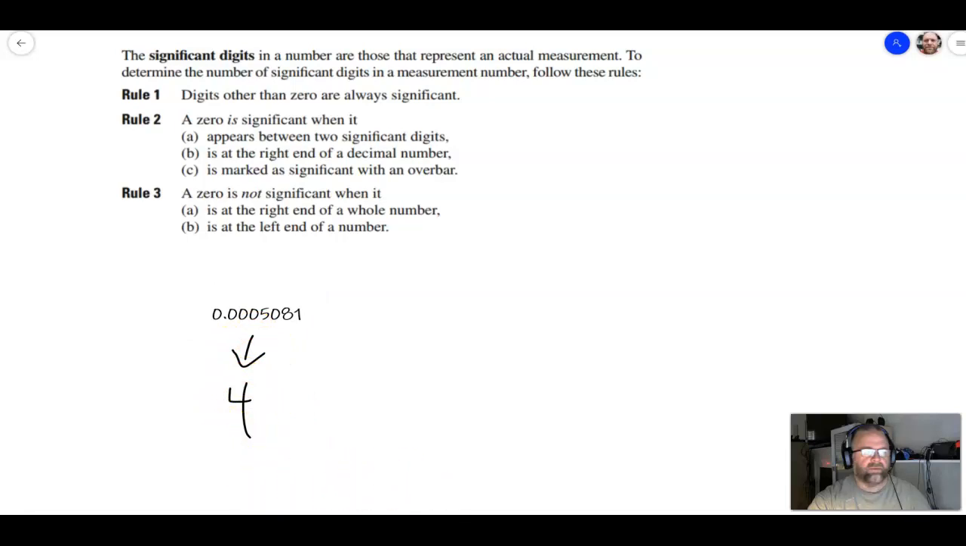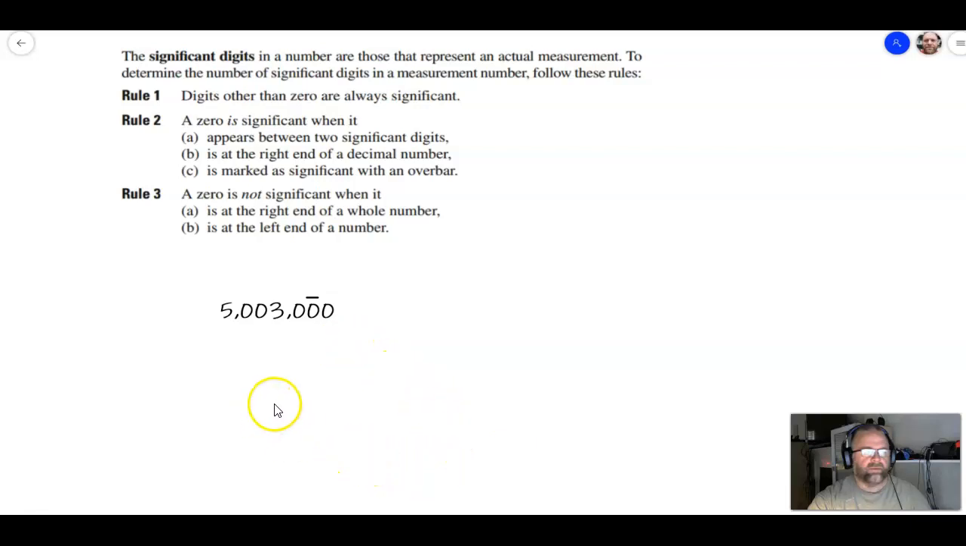All right, let's take a look at another example here. Let's see, how about 5003000. And I am going to put a little overbar right here. All right, so pause the video and then unpause it when we're ready to give it a try.